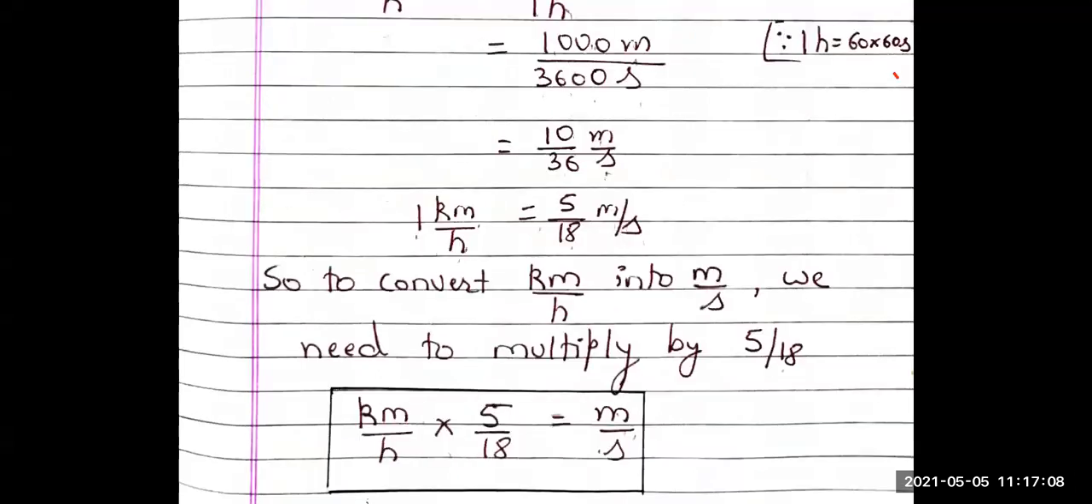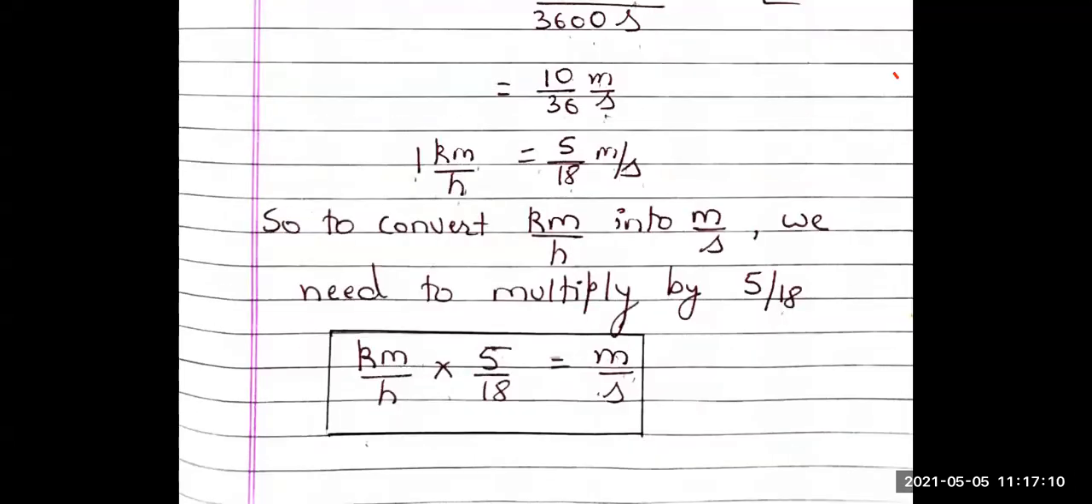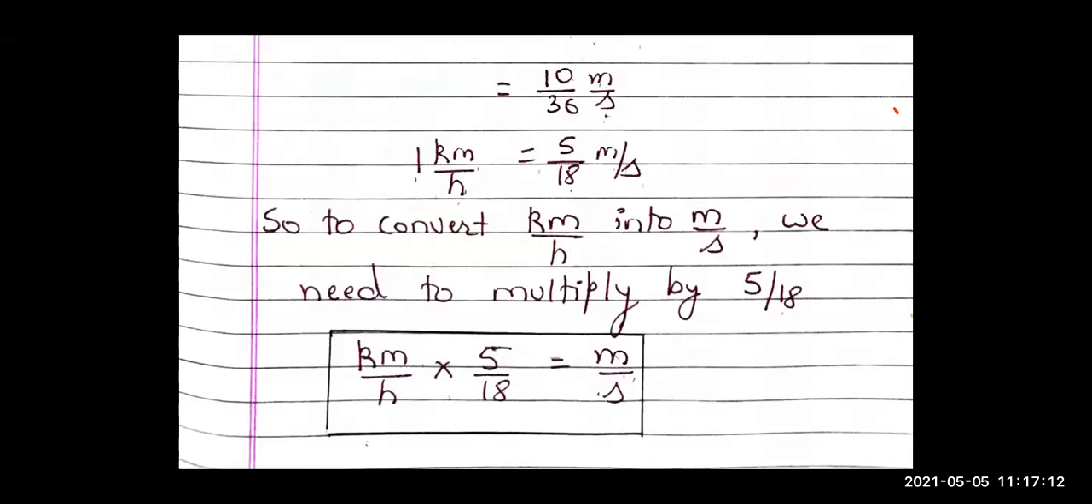So if you want to convert kilometer per hour into meter per second, you just need to multiply kilometer per hour by 5 by 18 and your answer will be in meter per second.